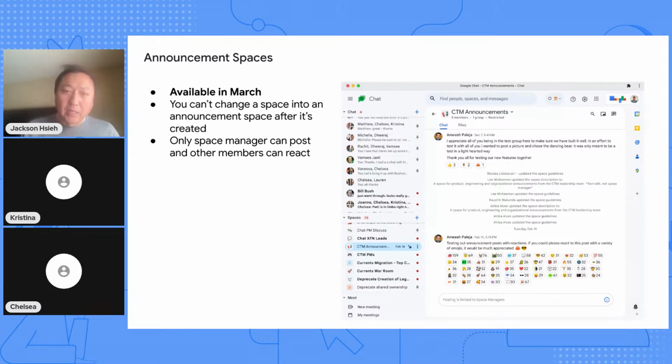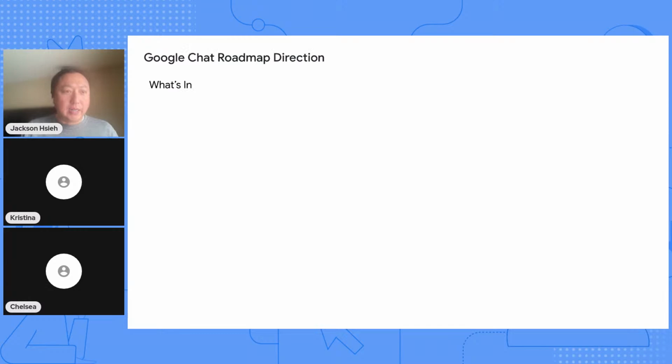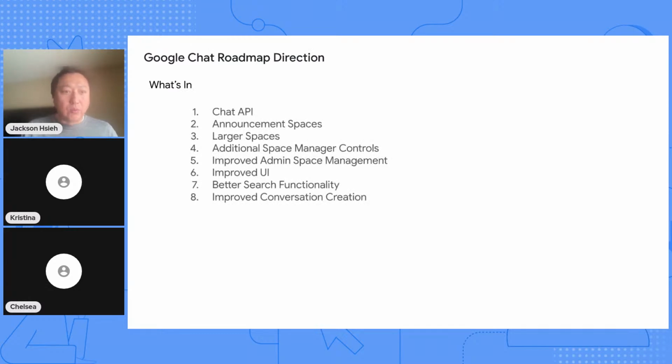Other questions I've received, I am showing what's in and what's out. What's in, I mentioned Chat API, announcement spaces are coming. And direction-wise, we are always trying to make spaces larger. I cannot disclose what the next milestone is, but I want everybody to know that Google Chat is one of those products that we're heavily investing in. So we're constantly trying to make improvements to this product. So larger spaces is coming.